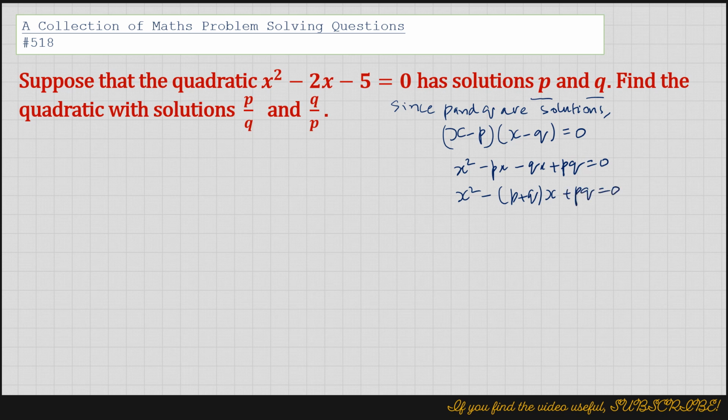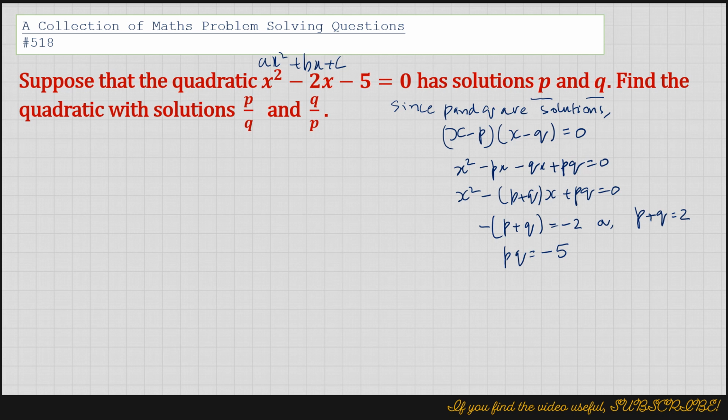So when we do that, you see, this is the form of the quadratic, which is x squared minus 2x minus 5 equals 0. As we know, a quadratic format is ax squared plus bx plus c. Therefore, we can say that minus (p plus q) equals minus 2, or we can write p plus q equals 2, and the other is pq equals minus 5.